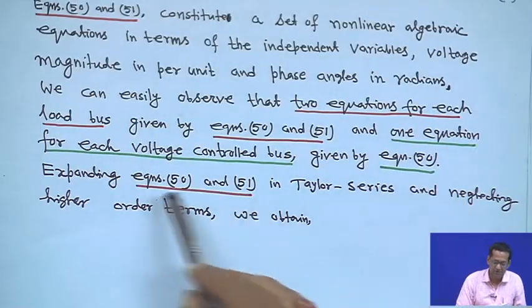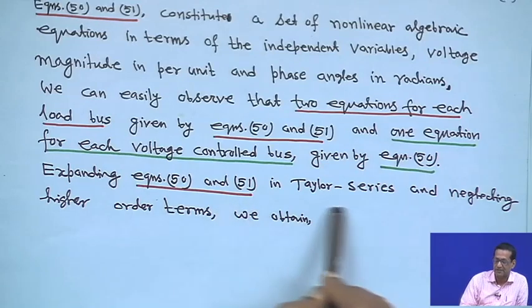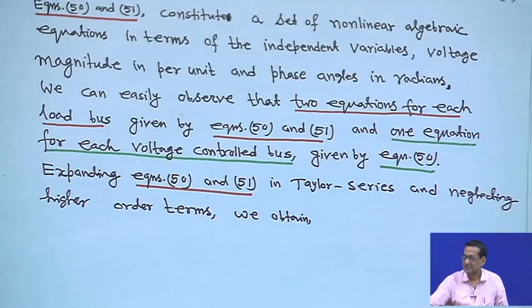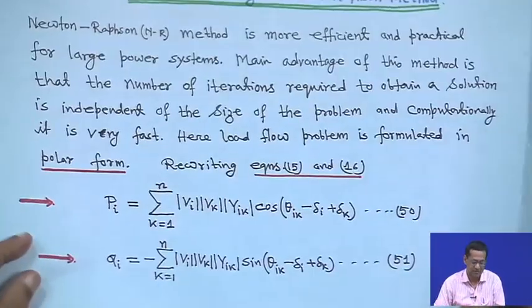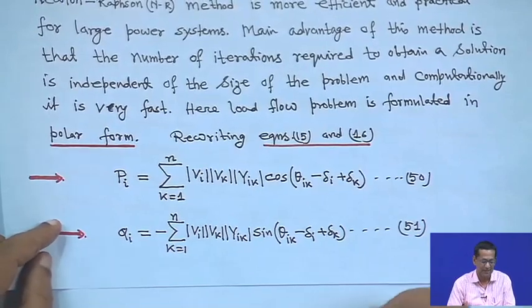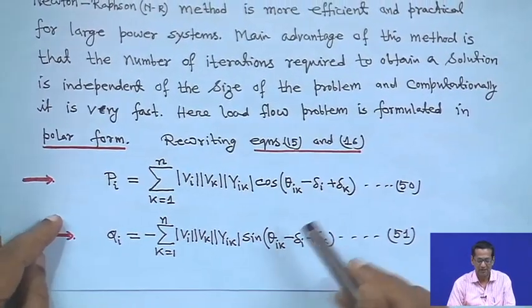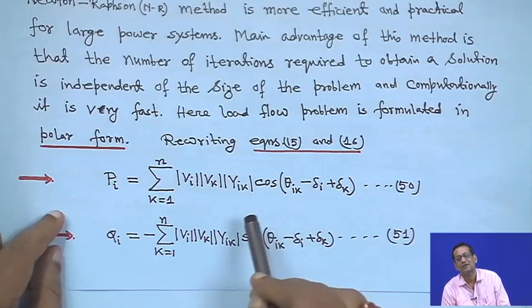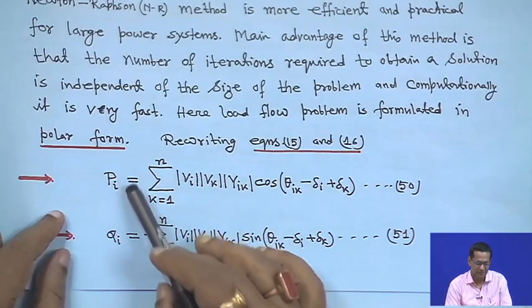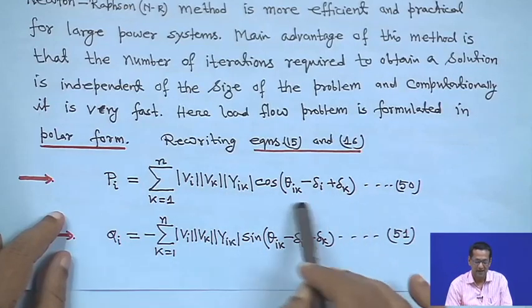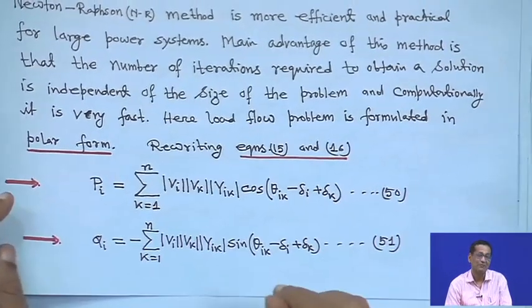Now you have to expand equations 50 and 51 in Taylor series and neglect higher order terms. Because all these things we have to solve iteratively, and these are nonlinear equations. Just now we saw how to expand a nonlinear equation in Taylor series. So, P i and Q i you have to expand in Taylor series and see how things happen, right.